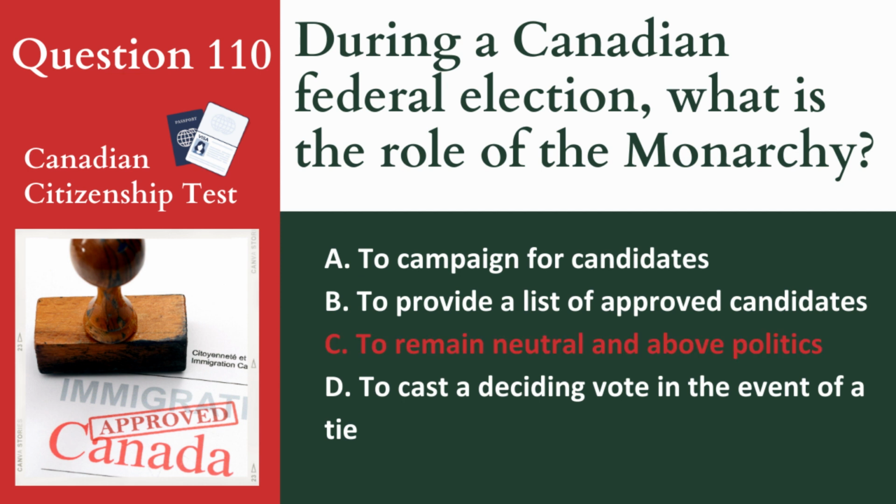Answer: C. To remain neutral and above politics. The monarchy does not get involved in political matters and remains neutral during elections.